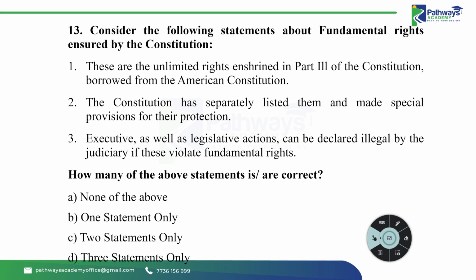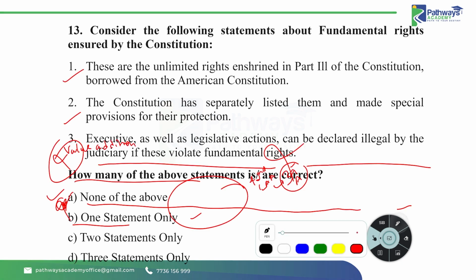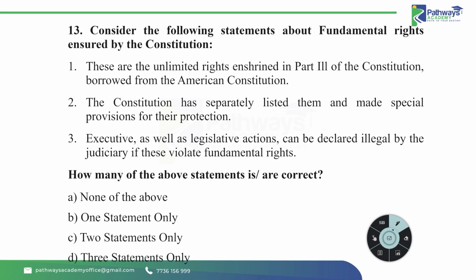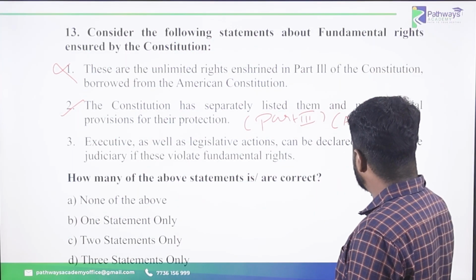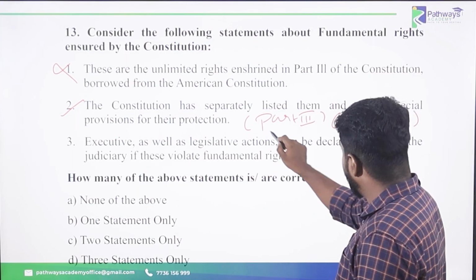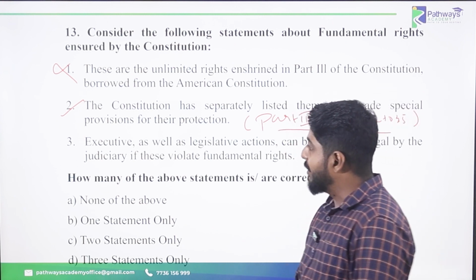Question number 13. Consider the following statements about fundamental rights ensured by the Constitution. Statement number 1. These are unlimited rights. No, sir. Fundamental rights are always subject to reasonable restrictions. So the first statement, without going to the next part itself, is wrong. The Constitution has separately listed them and made special provision for their protection. Yes, the Constitution has provided part 3 in the Indian Constitution, starting from Article 12 to 35 as a separate part to protect those rights.